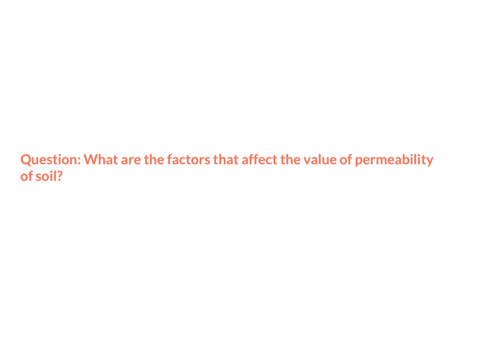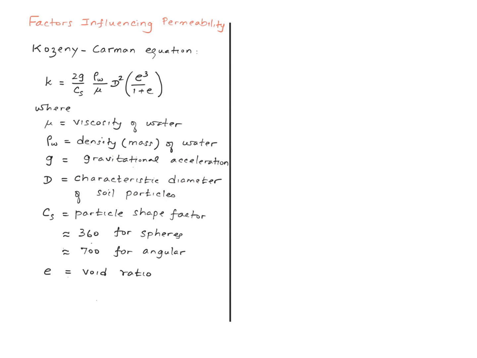The question that I have is, what are the factors that affect the value of permeability of soil? An equation that is very useful for understanding the factors controlling permeability is the Kozeny-Kármán equation. And according to this equation, permeability is a function of all these variables.